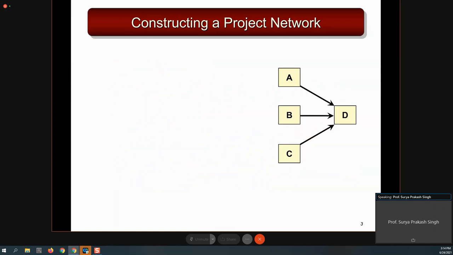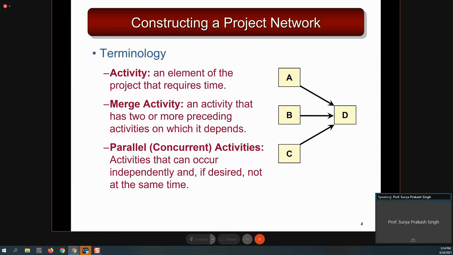Okay. So before going to construct the project network, let me tell you some small terminology which is very popular in constructing the project. Let's say there are 4 activities here: activity A, B, C, and D. Activities A, B, and C, if you see, are parallel activities. They are concurrent activities. It means that activity A and B have no relation; both can be started together. Similarly, B and C have no relation; both can be started together.